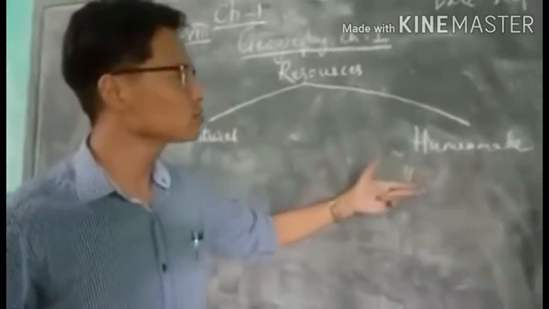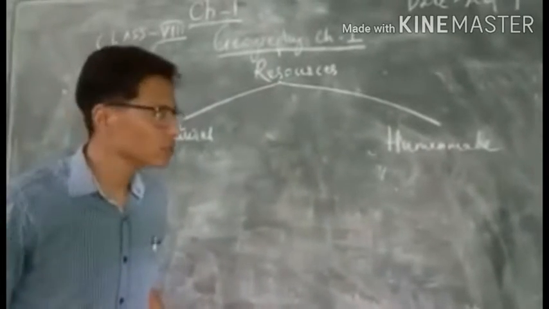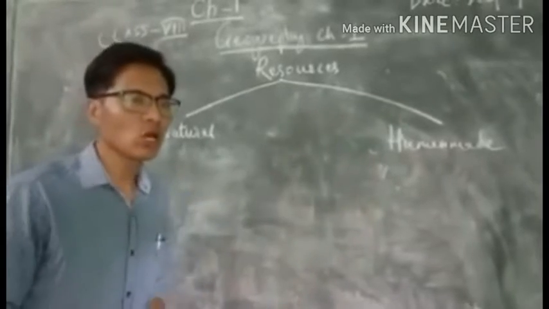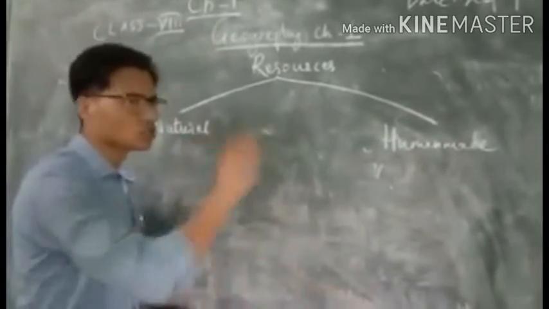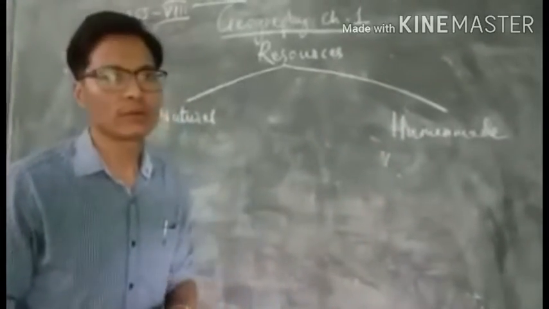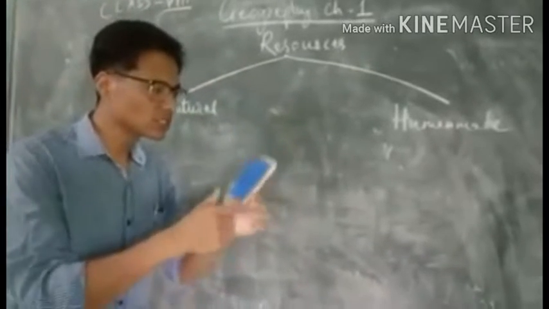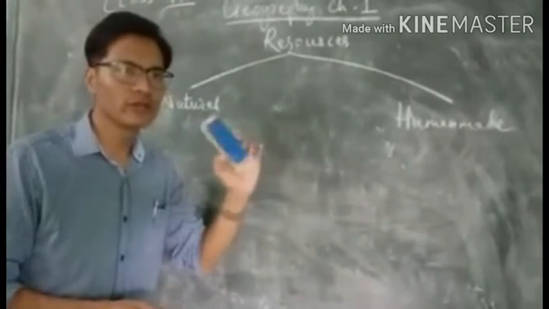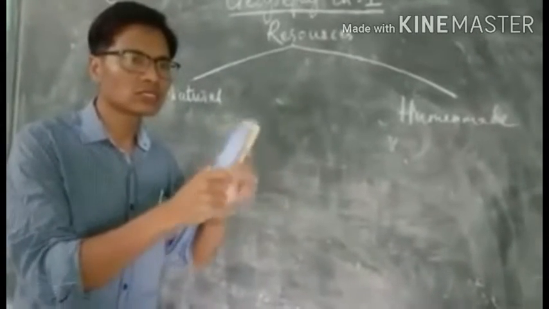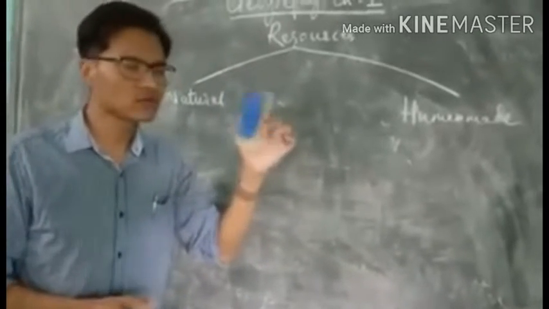Human made resources are those resources which are modified by humans. We human beings derive natural resources from nature, we modify them, we change them, and we make them into human made resources. For example, I have a duster in my hand. This duster is made of wood. Now this wood was a part of a tree somewhere.